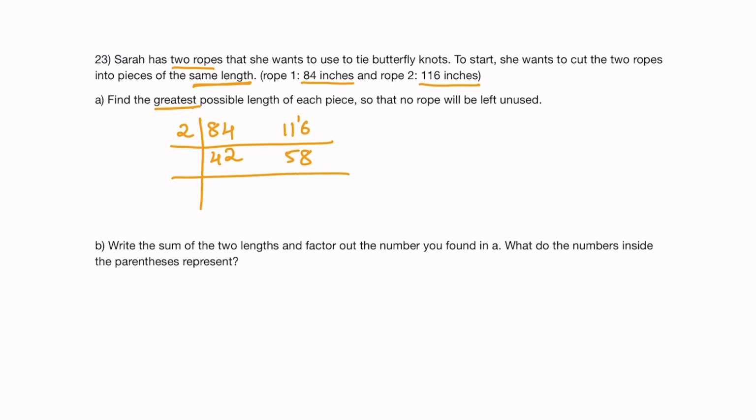Again, both are even numbers. So let's go with 2. So that's 21. That's twice. And then 29 there. 29 divided by 2 is not possible. They do not have any more common factors. So we stop here.